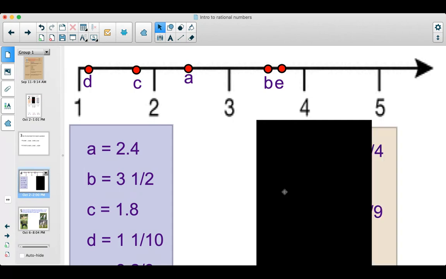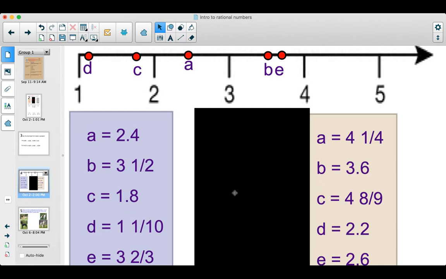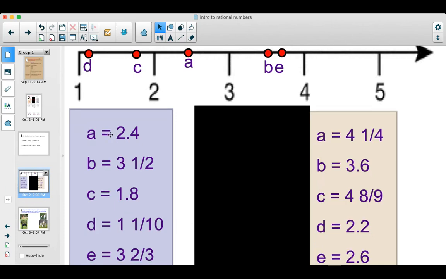All right, so I got a few numbers for you to do. Again, I will pause the video. Please draw a number line like this from 1 to 5 and see if you can place these where they go. And then we'll make sure we got the same thing.